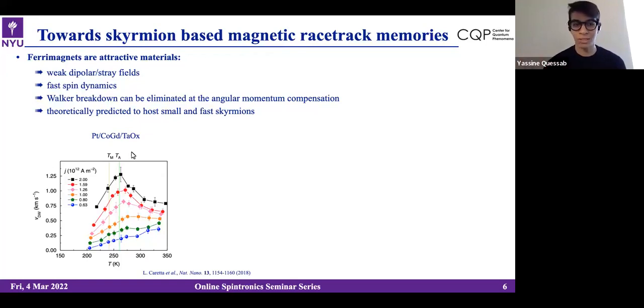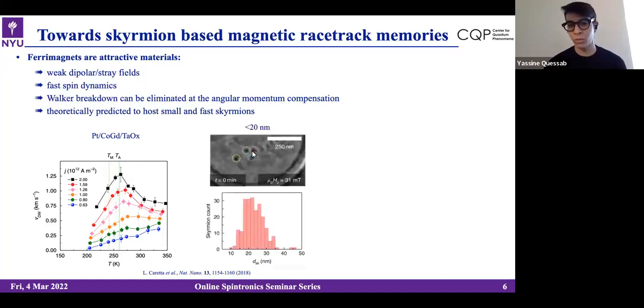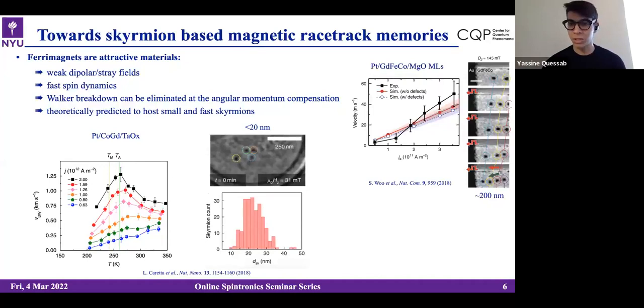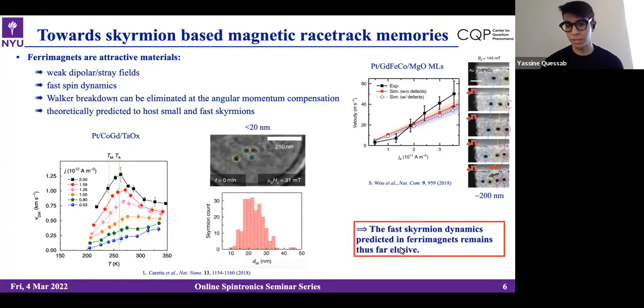So I'm not going to go much into details, but in this ferrimagnetic cobalt gallium thin film, they measured a domain wall motion induced by spin-orbit torques with velocities of more than 1,000 meters per second at the angular momentum compensation temperature. And then in the same material, they observed sub-20 nanometer skyrmions, but unfortunately, the skyrmion dynamics was not studied in this paper. And then there's another study from South Korea where they investigated the current-induced skyrmion motion in a ferrimagnetic multilayer system. However, they measured only relatively low velocities of only about 50 meters per second. So the fast skyrmion dynamics that is predicted in ferrimagnets remains thus far elusive.